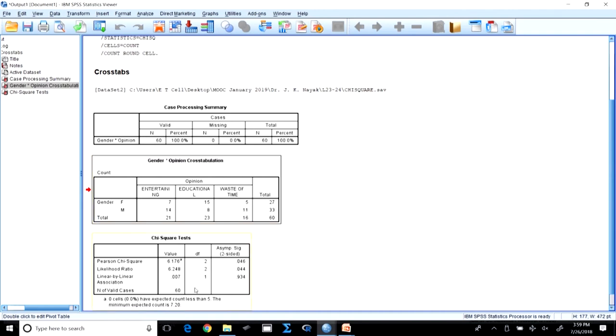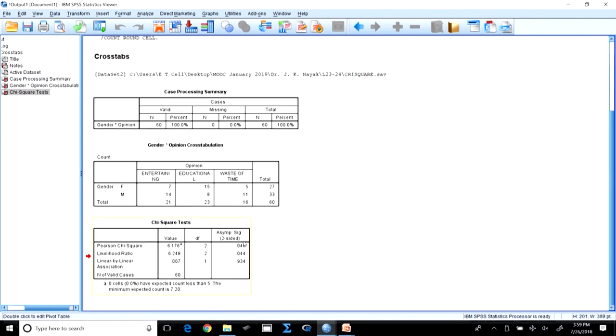So, is there any association? Let us check the Pearson's chi square. When you look at the Pearson's chi square, with the degree of freedom of 2, you have 0.046. It is a two tail test, right. So, when the p value is 0.046, it is lesser than the 5% level of significance. So, the null hypothesis is rejected.